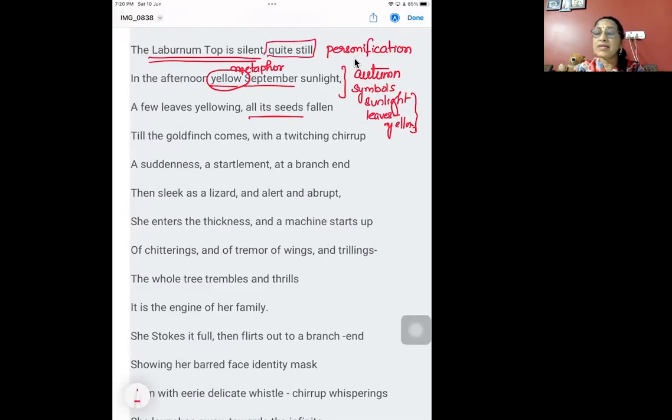Quite still does not mean just still, it means it was not nested by anything. No bird was sitting on it, no one was sitting on it. It was quiet. At that time there was nothing in it. There was no motion, no movement.